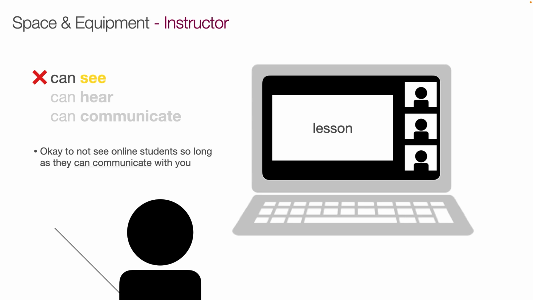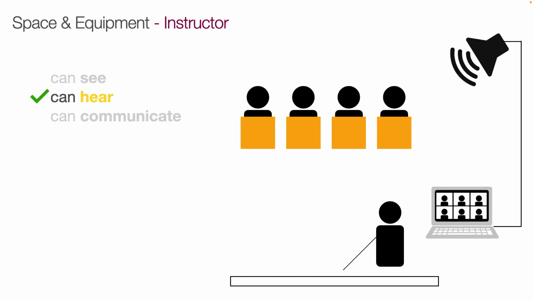Regardless of whether you can see students, they should still be able to communicate with you, and we will get into how in a moment. Still focusing on the instructor and what the instructor can hear, there may be a speaker installed in the classroom that can be connected to the computer that has joined the video conference. In that way, everyone in the classroom, instructor and in-person students, can hear when an online student speaks up.